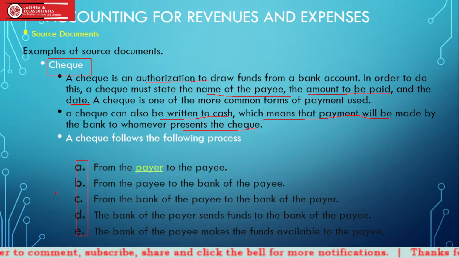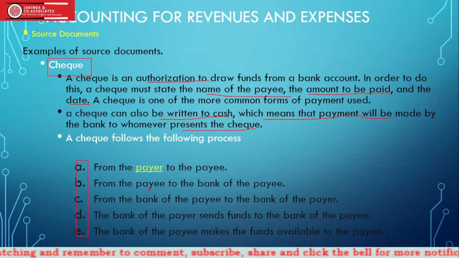We have 5 steps, and the first step is that from the payer, the cheque goes to the payee. So when I'm paying you through cheque, I'll be the payer because I'm paying, and you'll be the payee because you're being paid. Whoever is being paid is called the payee, and whoever is paying is the payer. So I'll write a cheque and give it to you as the payee. The next step, the payee to the bank of the payee.